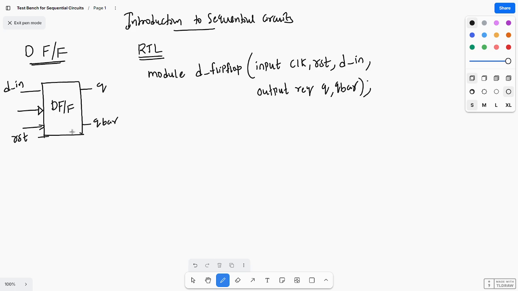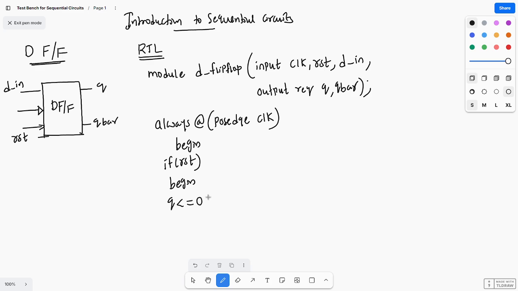So I'm using always at the rate posedge of clock, begin. If reset equal to 1, begin, Q is non-blocking with 0, and Q bar is non-blocking with 1, end. Is it fine?